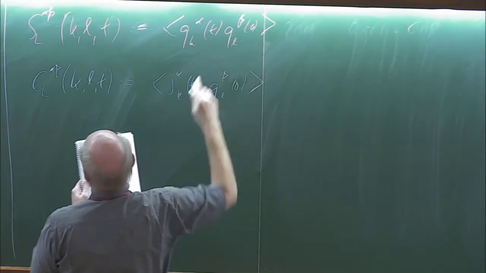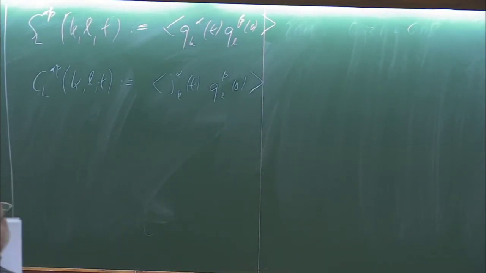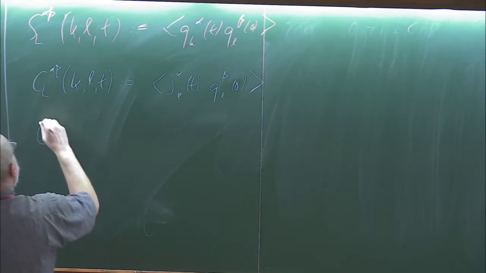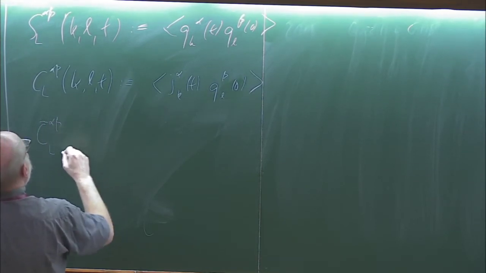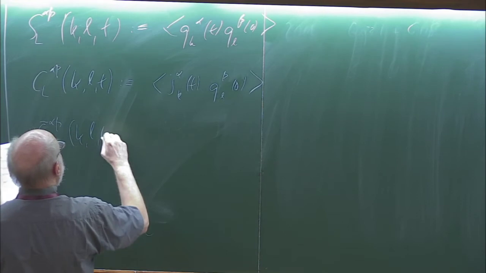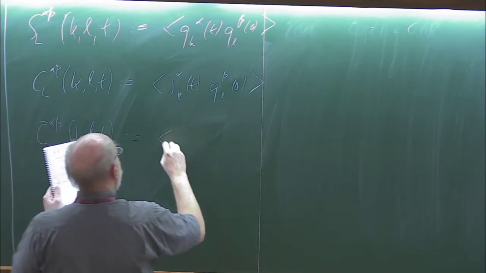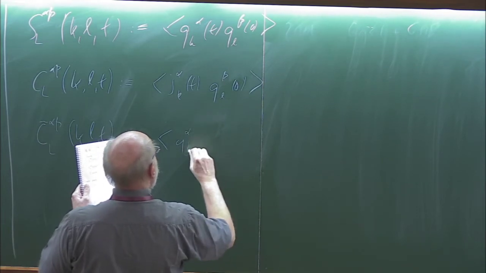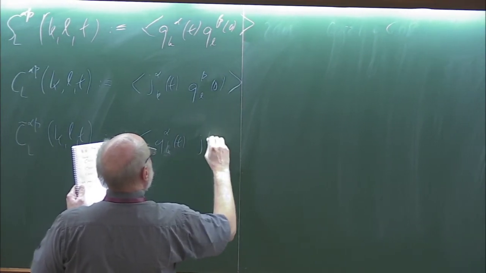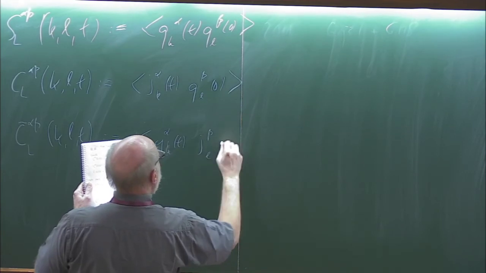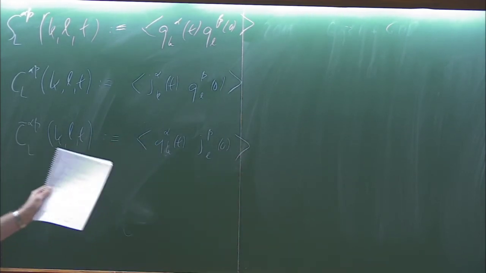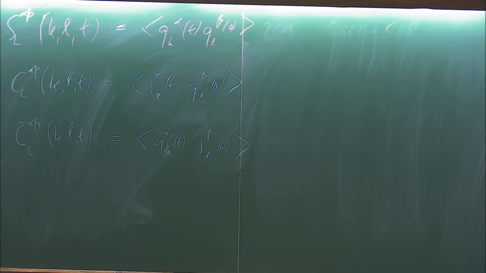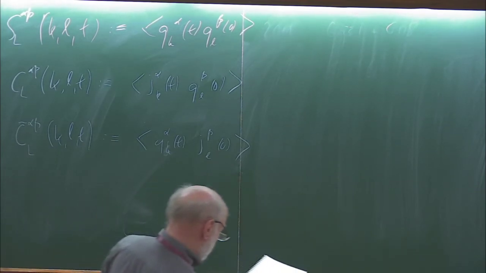So this is the time argument, right? And the commuted version, C tilde^{αβ}(k,l,t), will be equal to the expectation of q^α_k(t), j^β_l(0). So I interchange the roles of J and Q in this correlator. Since we have quantum systems, and these things are not translation invariant, these things are not trivially the same.